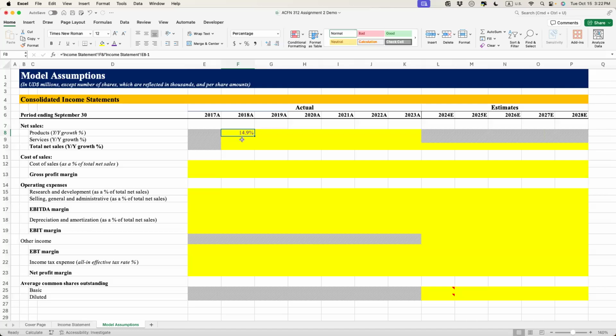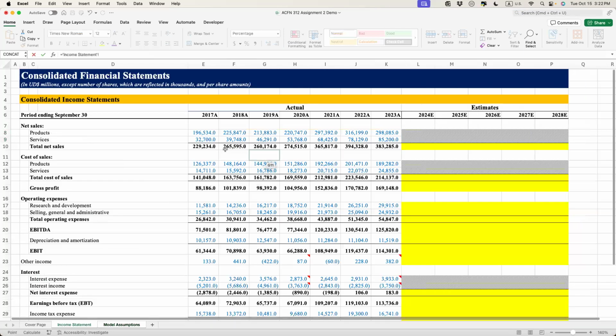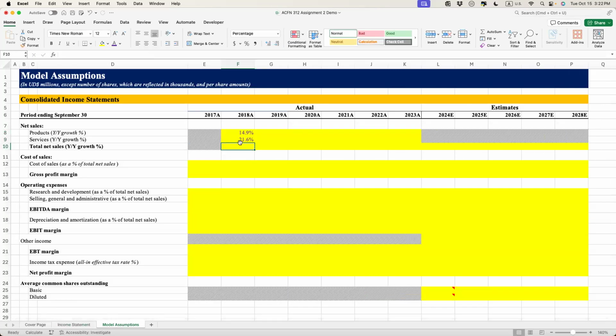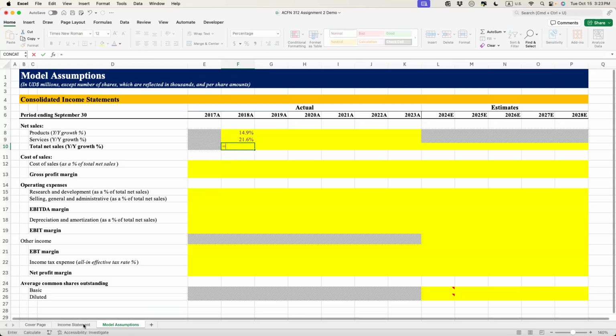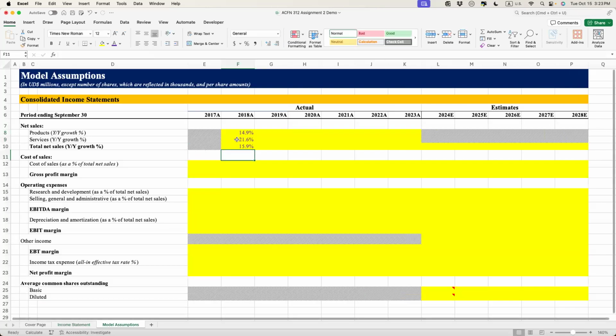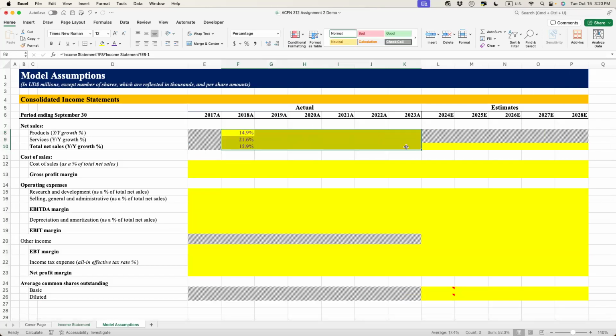And then we do the same calculation for services. So this is equal to, we go back to the income statements, using 2018 service sales divided by 2017 service sales, minus 1. This gives us the growth rate. And then for the total sales growth rate, that's using the total net sales for 2018 divided by 2017, minus 1. Then we can just highlight this whole section for the historical years and fill right, and you should get a general idea.